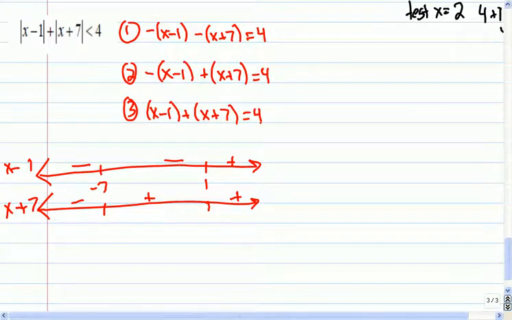So again, we're not really worried about the inequality. We don't care that this here is a less than. We're looking for where they're equal because that's where the boundary will be between equals and less than. So for the first equation, looks like I have negative 2x. So positive 1 minus 7, so that's negative 6. So equals 10. So one of the candidates is x equals negative 5.